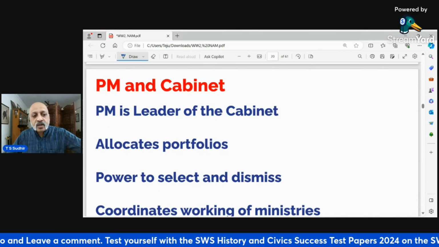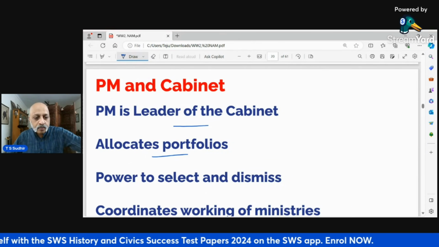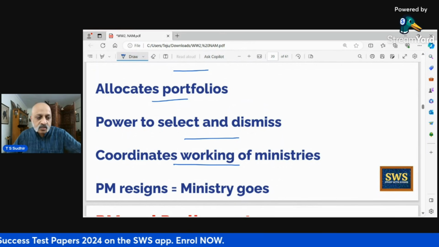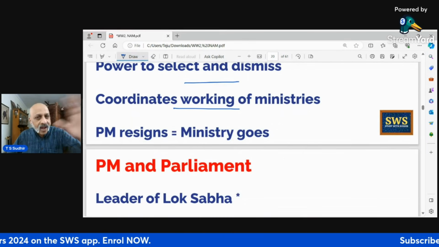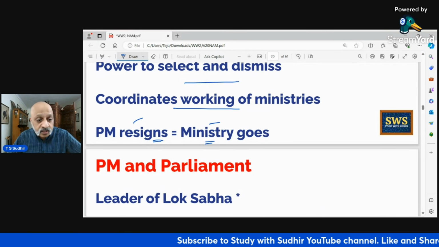Relationship between prime minister and cabinet: he's the leader of the cabinet, obviously, allocates portfolios, मैंने बता दिया, power to select and dismiss, coordinates working of the ministries, okay, through the cabinet and through the prime minister's office. Prime minister resigns, the ministry goes. ऐसा नहीं है कि prime minister चला गया, ministry चलती रहेगी, नहीं चलेगी.